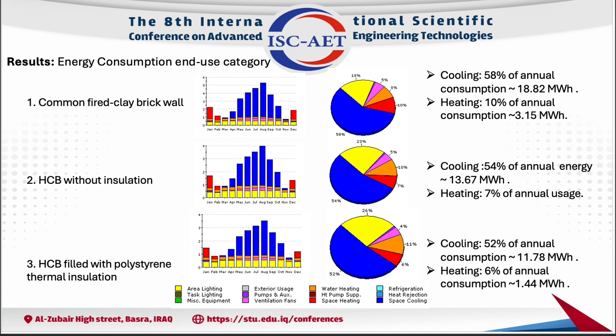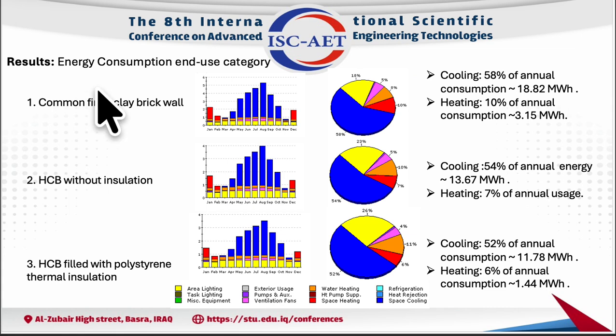Here is the breakdown of energy consumption by end user category: cooling, heating, and other energy usage. In the first case, for the common fired clay brick wall, we can see the cooling accounts for 58% of annual energy use, which is about 18.82 megawatt hour, and the heating represents 10%, which equals 3.15 megawatt hour.